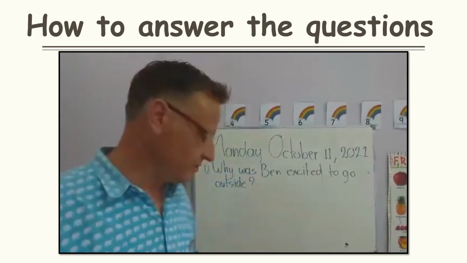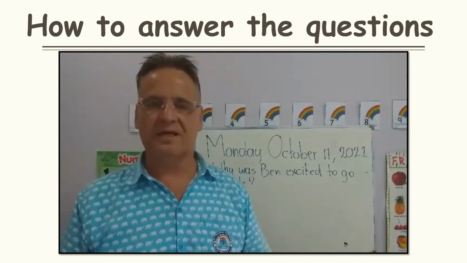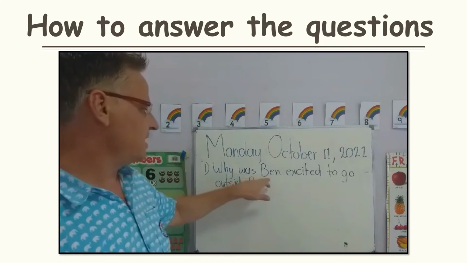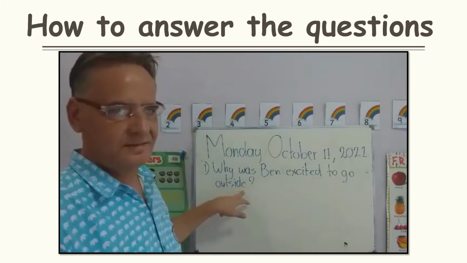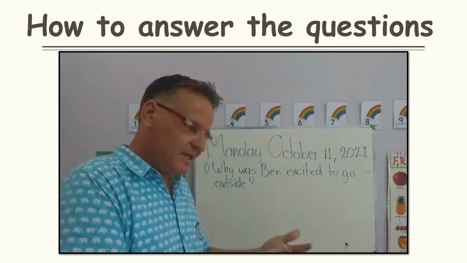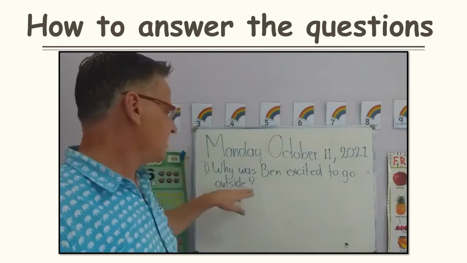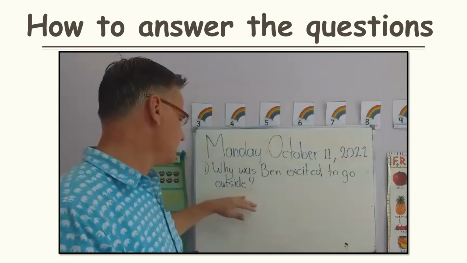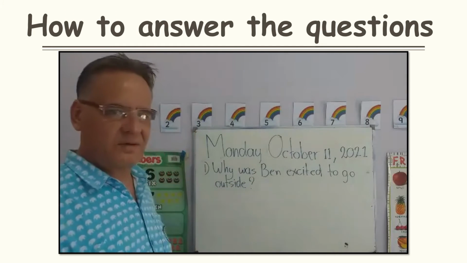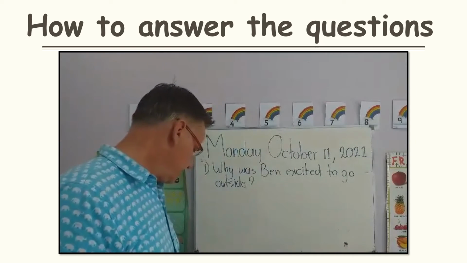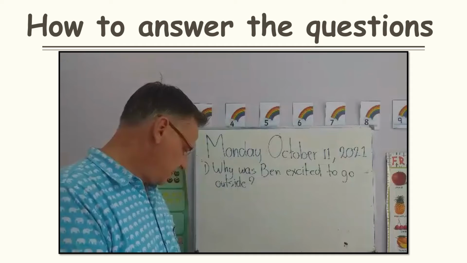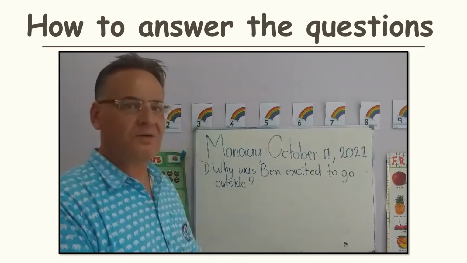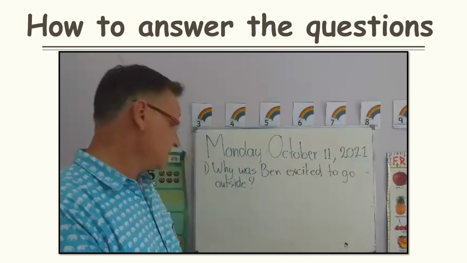Okay, now we read it 2 times, so now we will answer 3 simple questions about the little passage. So the first question, why was Ben excited to go outside? I just wanted to show you how to answer the question. So, why was Ben excited to go outside? Now, if we look at the story, and when you have your exam you can do that, you look at the text. The story starts with, it had been a long winter. When spring came, Ben was so excited to go outside. So why was Ben excited to go outside?